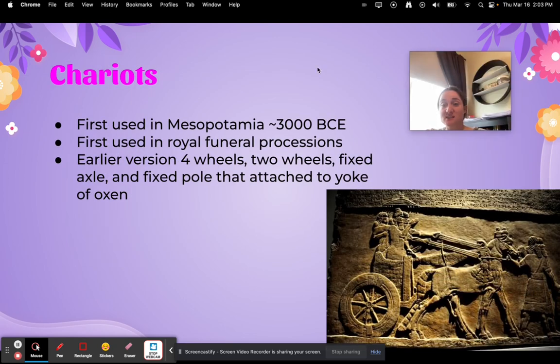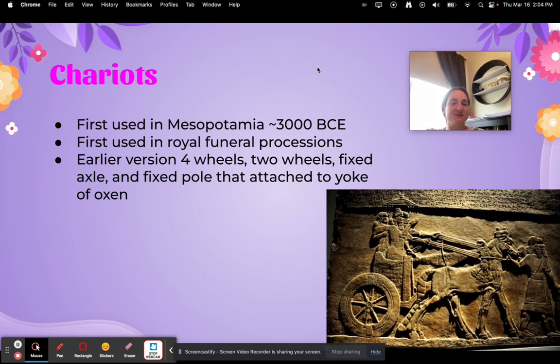All right, so the first thing that we're going to talk about, which is a vocab word, is chariots. So chariots were first used in Mesopotamia about 3000 BCE. Especially if you haven't been in a world history class, Mesopotamia is in what we now call like the Middle East. And it was first used actually in royal funeral processions. It was not used in warfare.